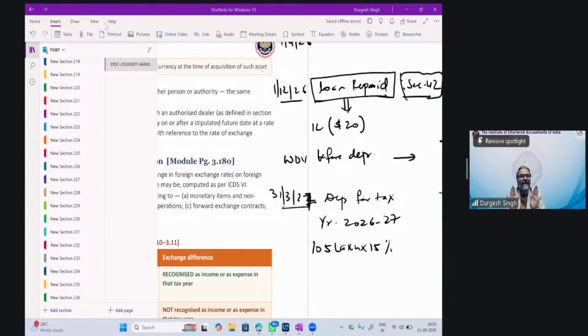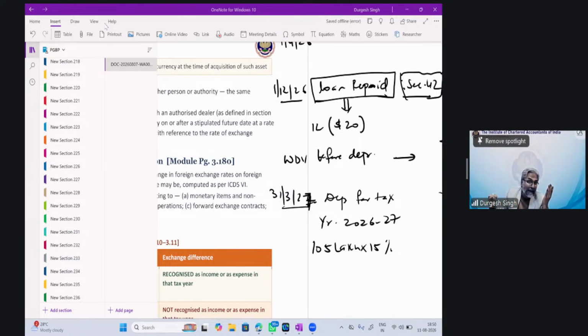Okay. So once that is done, your asset enters into the block. When the asset is put to use, it enters into your block. That is it. After that, on 31st of March, there is a corresponding foreign currency exposure, which is already there now in the form of a forex loan for this asset.